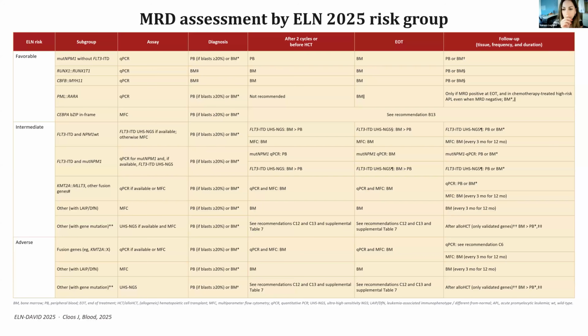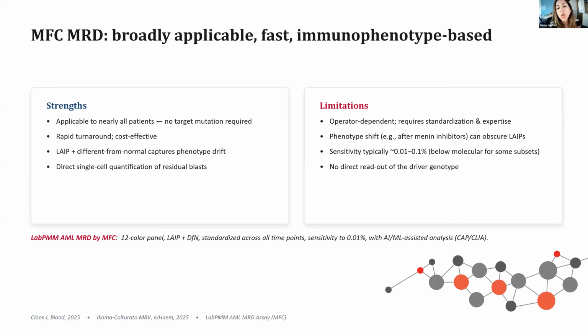So this is a really nice comprehensive table. And then there's also a calculator. So the ELN-DAVID also has a calculator that tells you exactly what you need to do based on the baseline genotype. Okay, so what are some of the strengths of multiparameter flow cytometry compared to other methods?